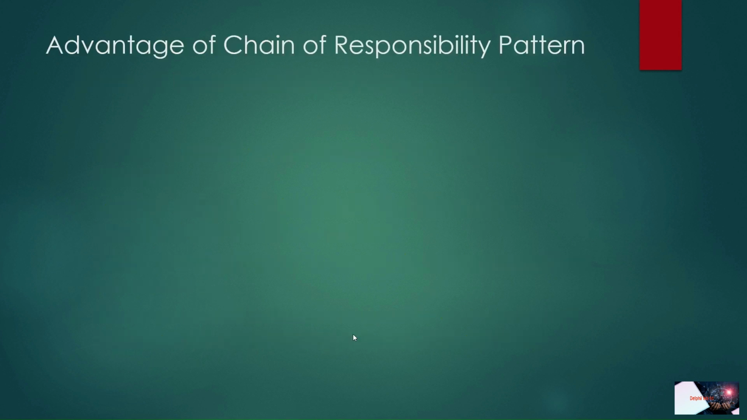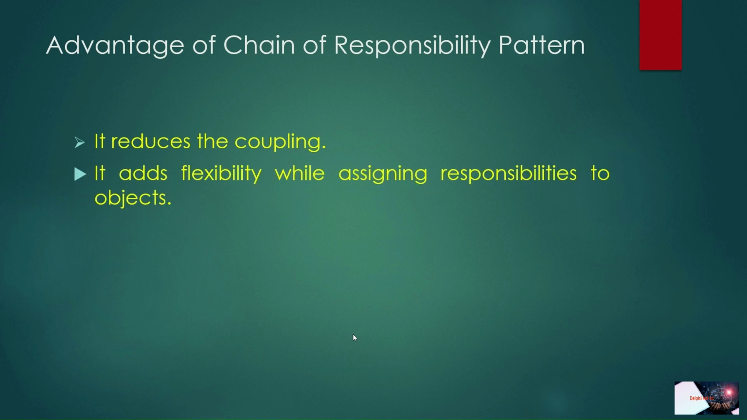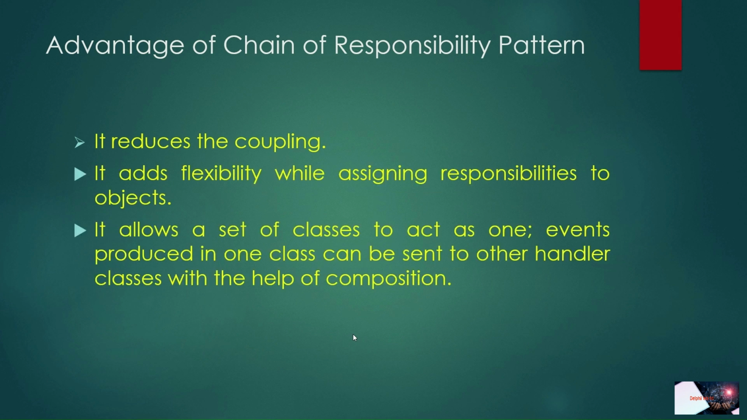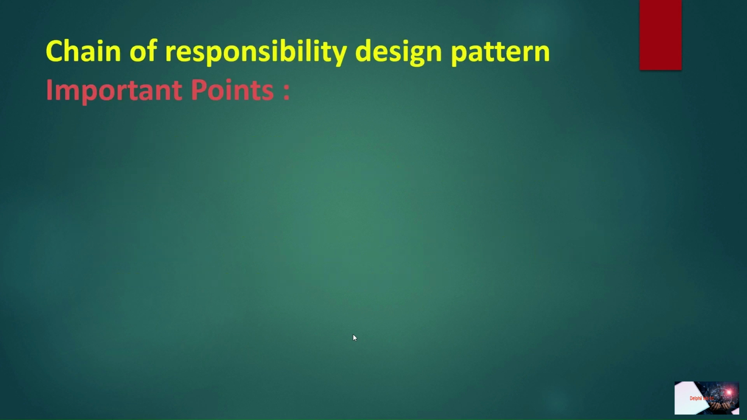Now the advantage of the chain of responsibility pattern is that it reduces the coupling, right? So this is the advantage. Once the coupling is reduced, it's easy to maintain the code. It adds flexibility while assigning responsibility to objects. It allows a set of classes to act as one. An event produced in one class can be sent to the other handler class with the help of composition, right?